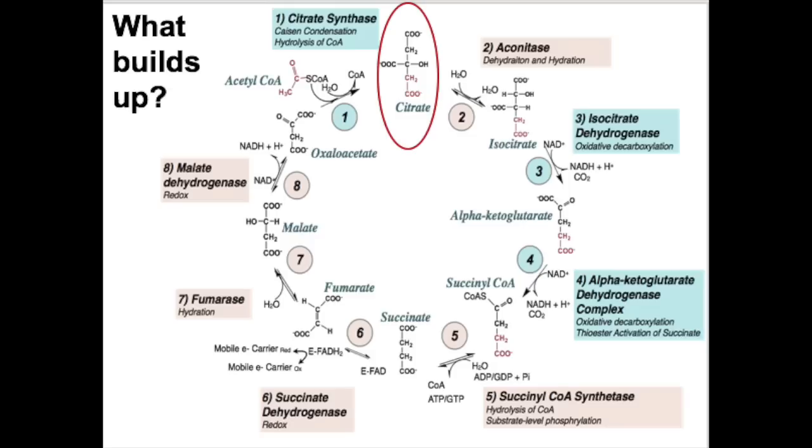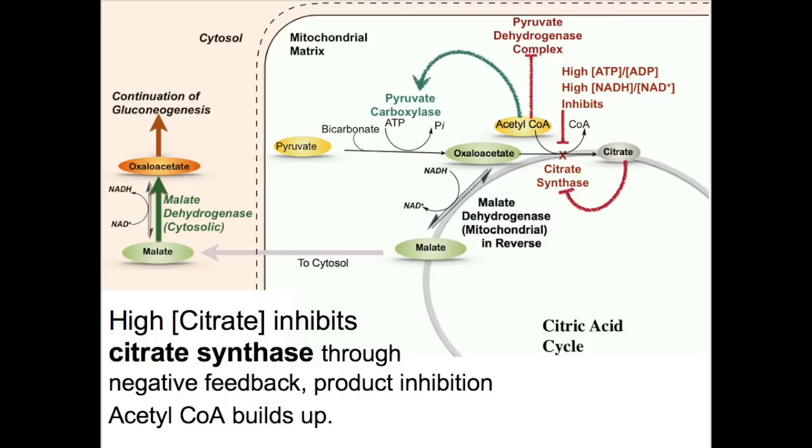High concentrations of citrate are a very potent signal that the cell has enough energy and enough building blocks. And so this metabolite is used to regulate the activity of enzymes. Citrate inhibits its own production through the inhibition of citrate synthase. This is a good example of negative feedback regulation and product inhibition.